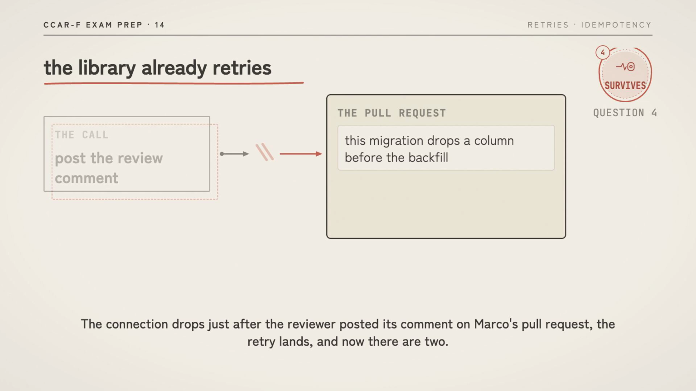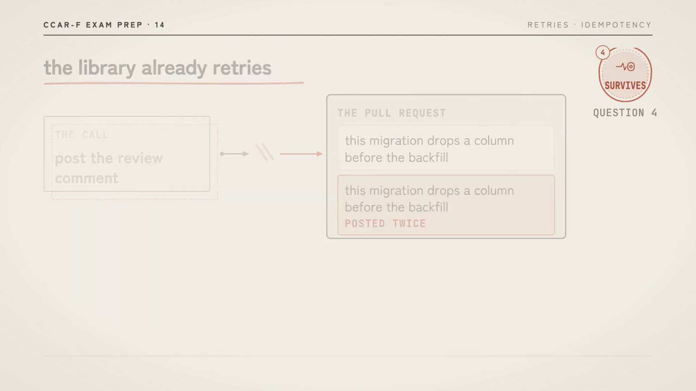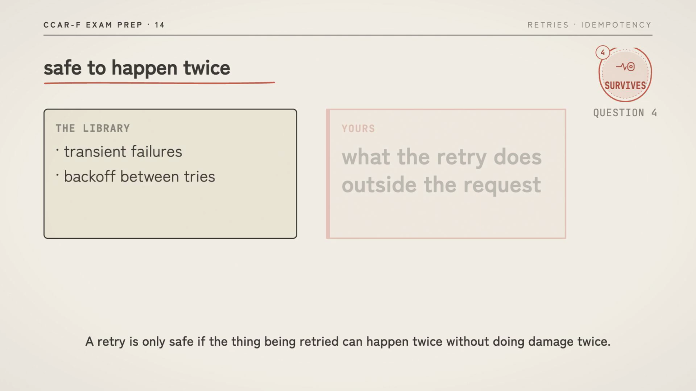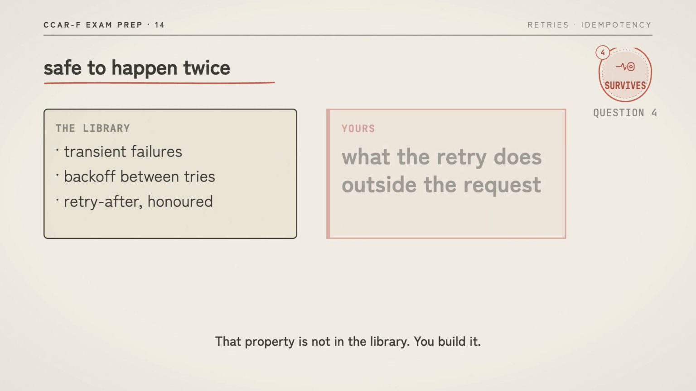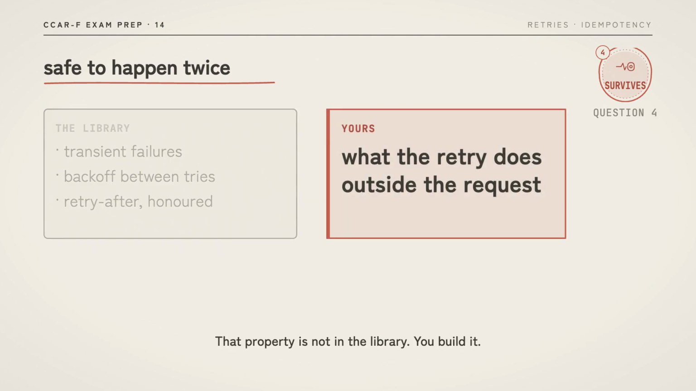The connection drops just after the reviewer posted its comment on Marco's pull request. The retry lands, and now there are two. A retry is only safe if the thing being retried can happen twice without doing damage twice. That property is not in the library, you build it.